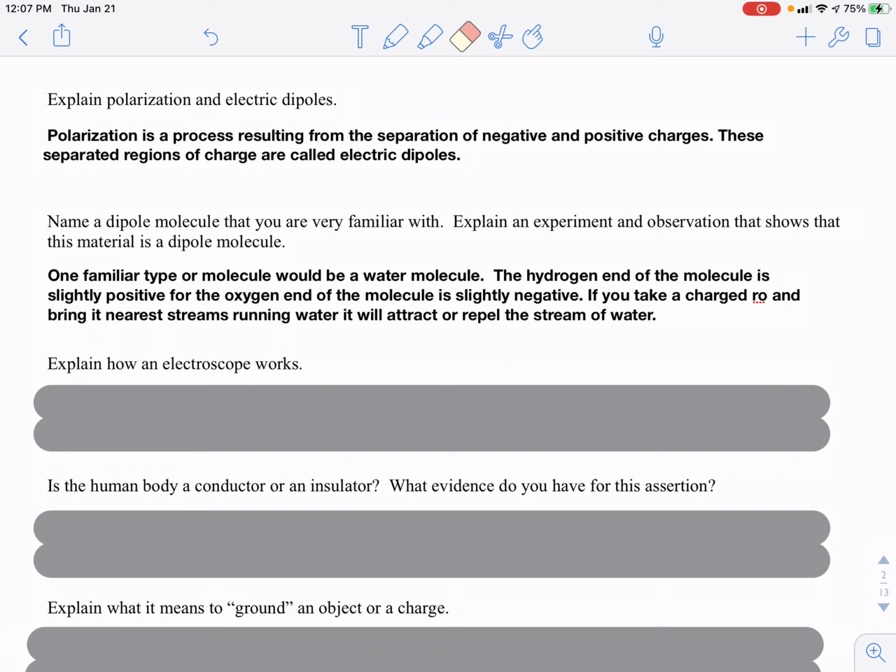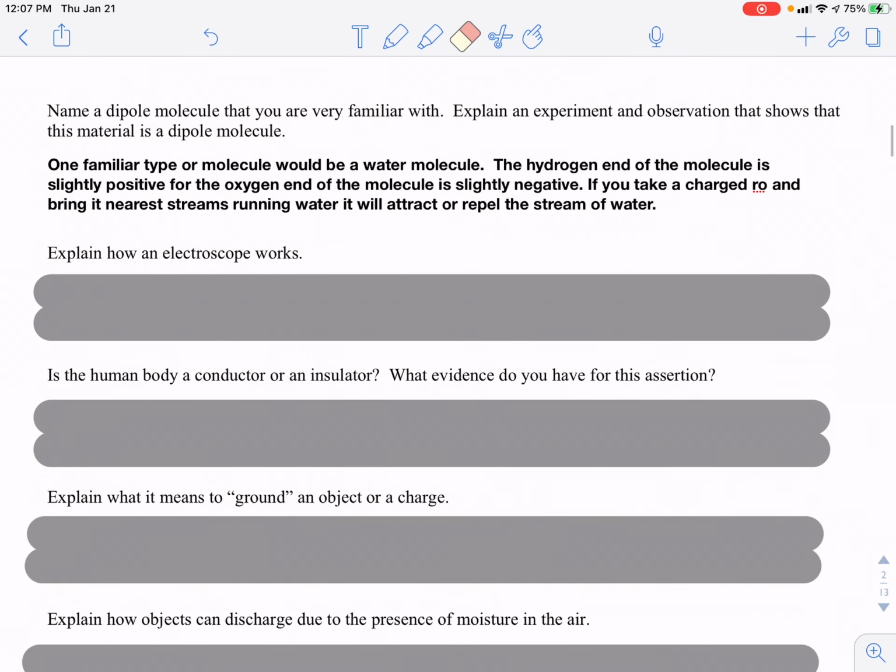And if you take a charged object and bring it near, say, a charged PVC pipe, or you run a comb through your hair, or you take a charged piece of styrofoam and bring it near a stream of running water, you can get that stream of running water to bend one way or the other, essentially attracting or repelling itself from the stream of water.